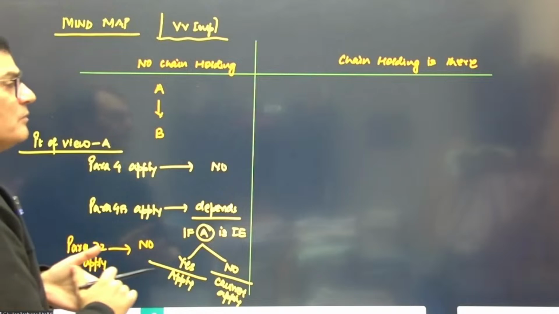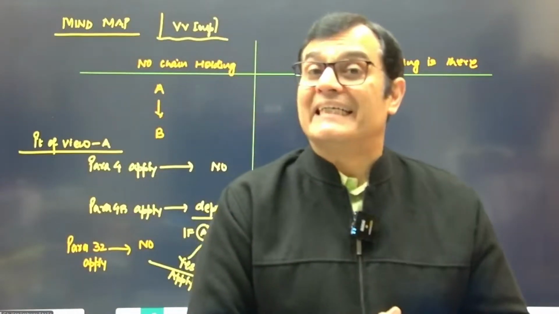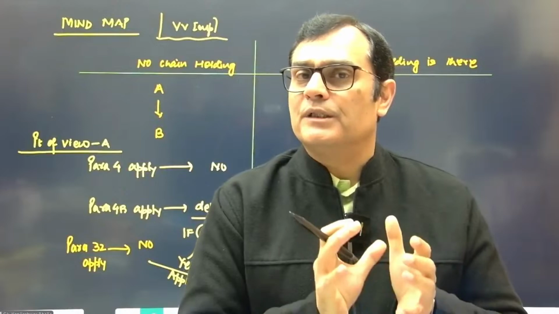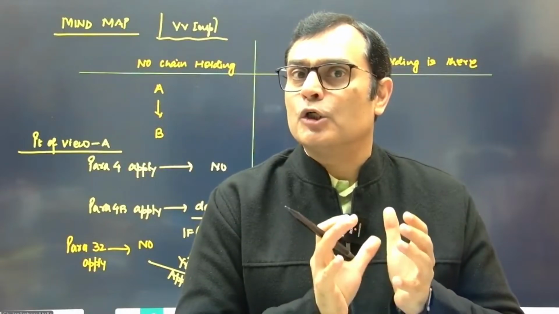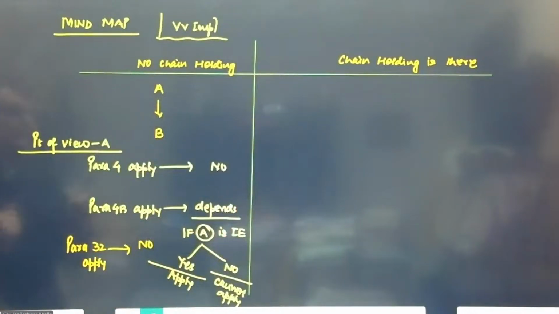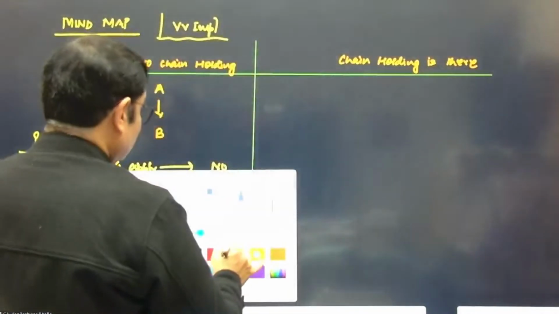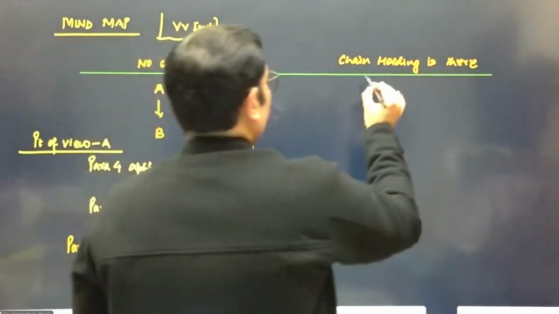If A is an investment entity, then A will be given a mandate not to consolidate. Are we 100% clear? No chain holding? Yes, sir. Very good. Now let's look at the other case where there is a chain. Now watch this carefully.